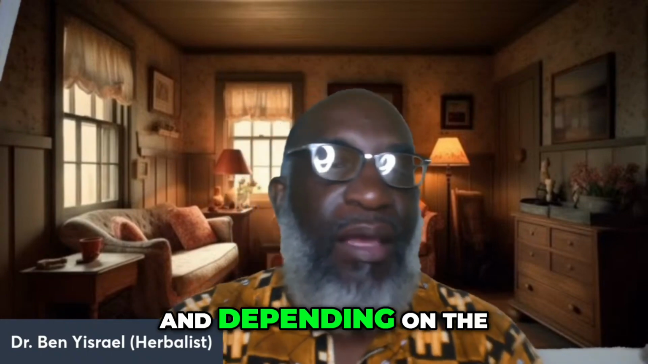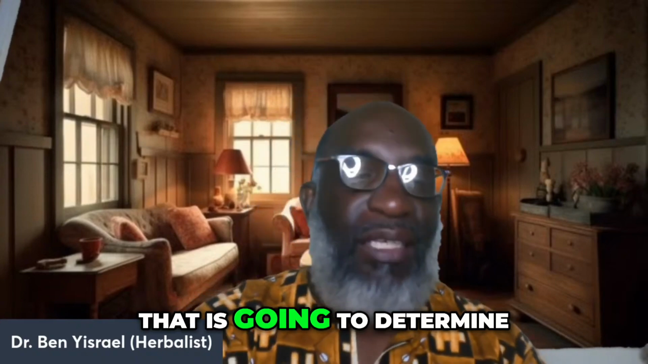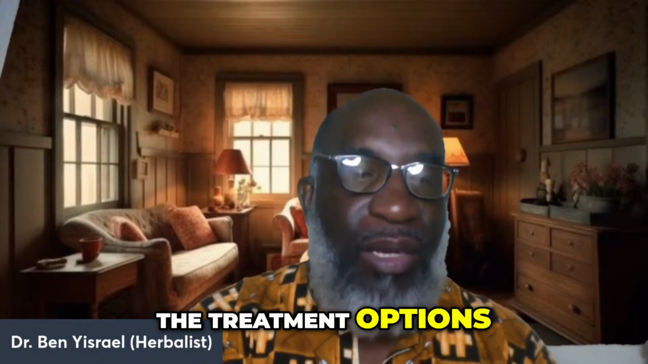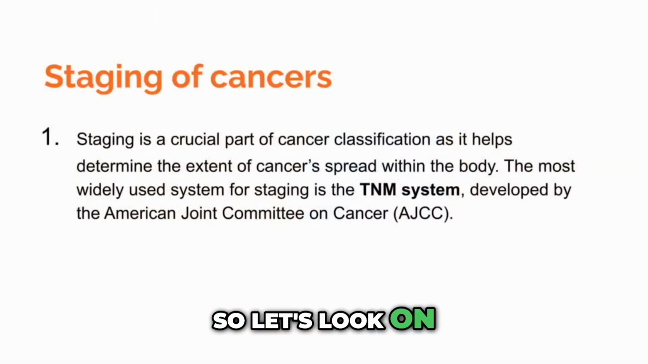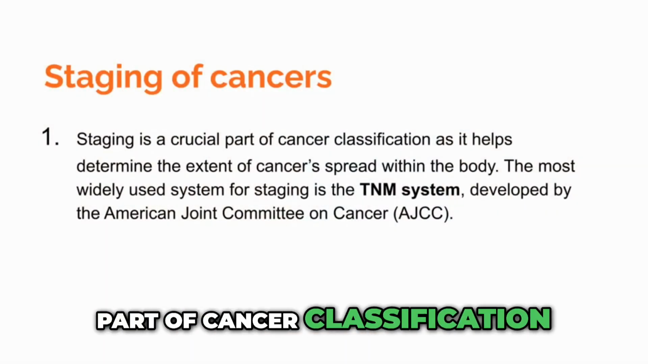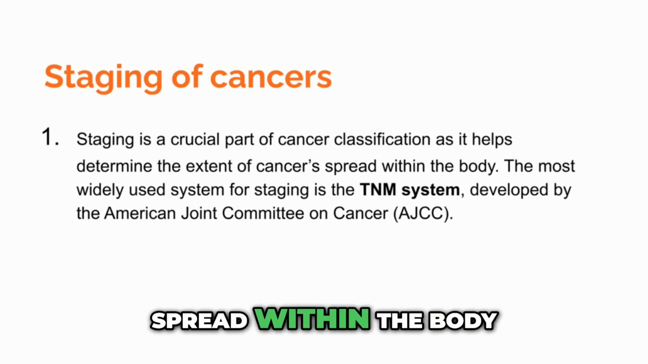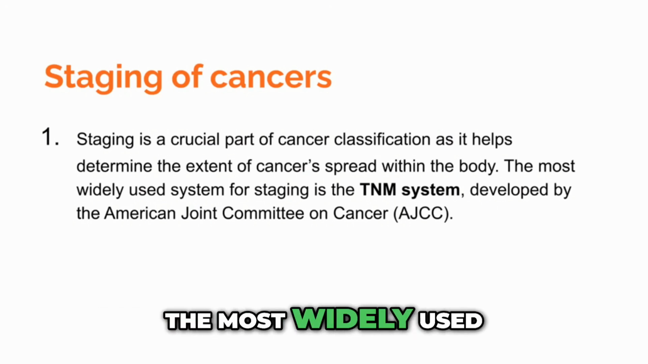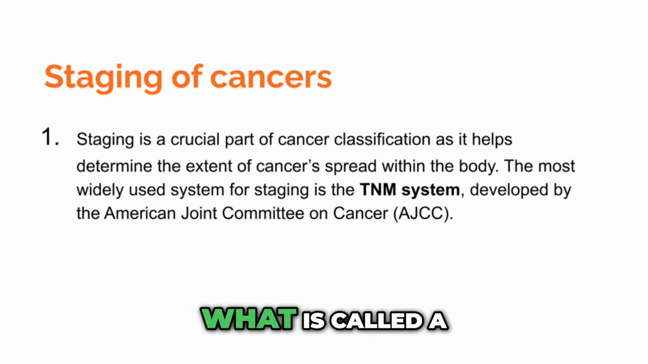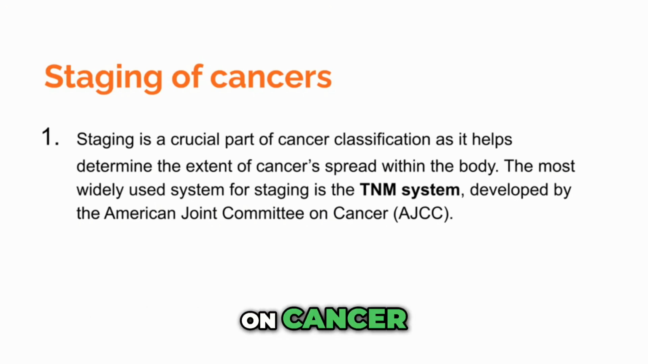And depending on the type of cancer, depending on where the cancer is, that is going to determine the treatment options. So let's look at staging of cancers. Staging is a crucial part of cancer classification as it helps determine the extent of cancer spread within the body. The most widely used system for staging is what is called the TNM system, developed by the American Joint Committee on Cancer. And so we're going to look at the TNM.